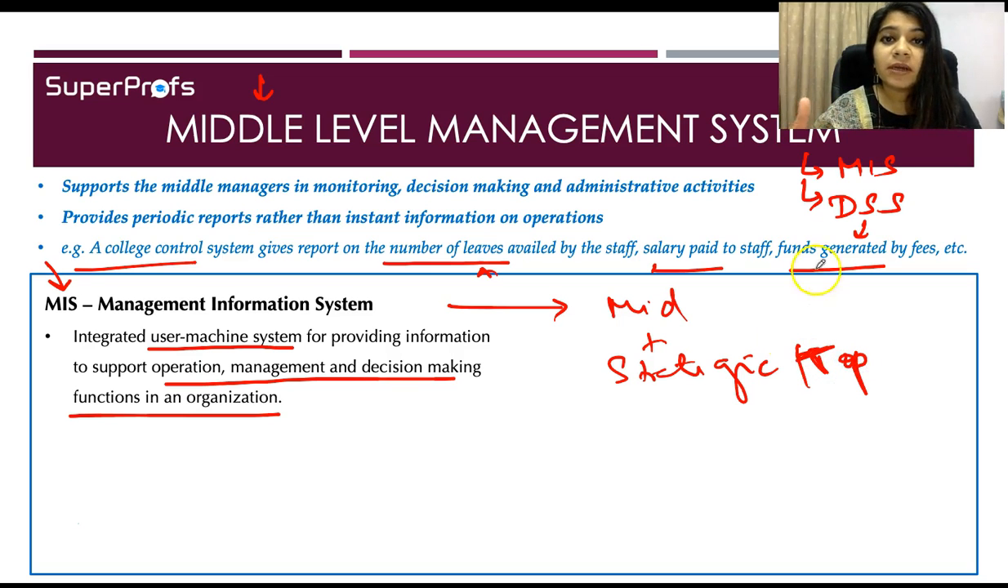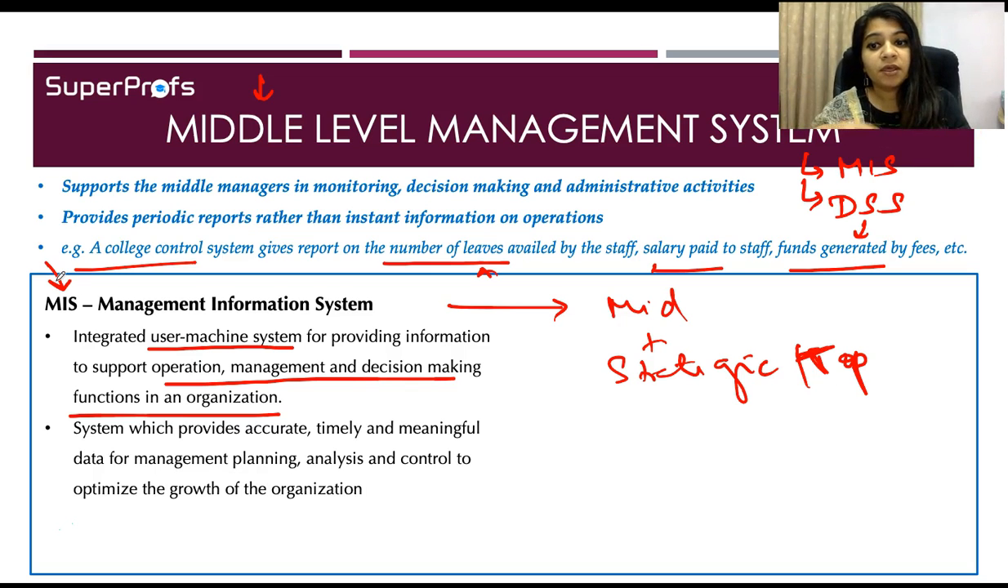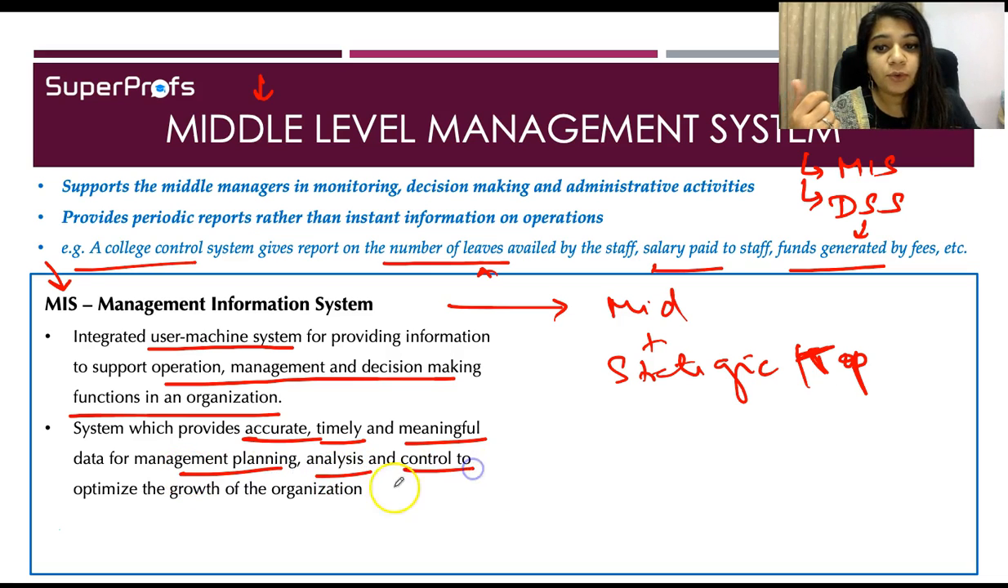Why? Because human resource management or decision making has to be done at even strategic level, right? So whether this information is being utilized at the mid level or at the strategic level depends on the criticality of the information, but it may be used by high level also. An MIS is a system which provides accurate, timely, and meaningful data. And what will this data be used for? For management planning, analysis, and control. What is the final objective? The final objective is to optimize the growth of the organization.